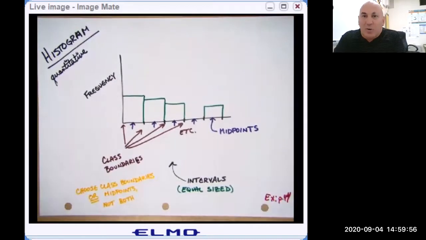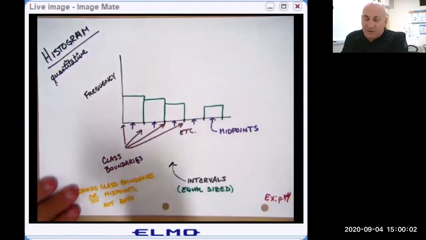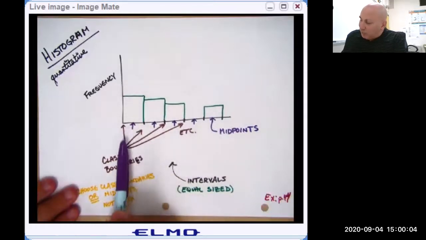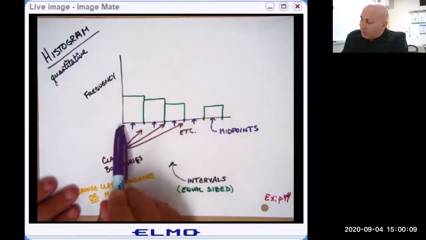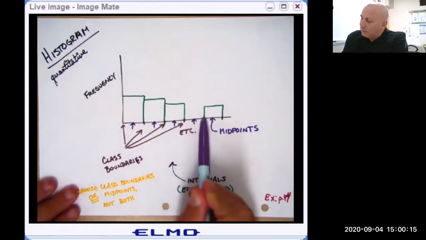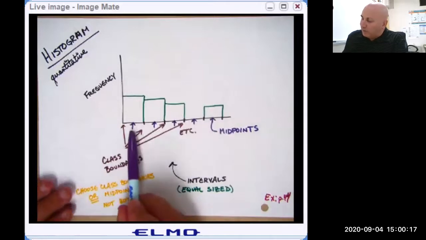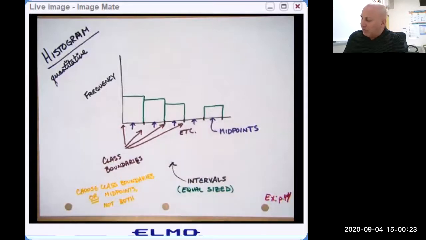Histograms are only for quantitative data, because you're talking about the x-axis here, and we have numeric intervals. Again, when you are identifying where these rectangles are, you can mark either the class boundaries or the midpoints, not both. The key thing about histograms is those intervals have to be evenly spaced. Those classes have to be evenly spaced, equal widths.